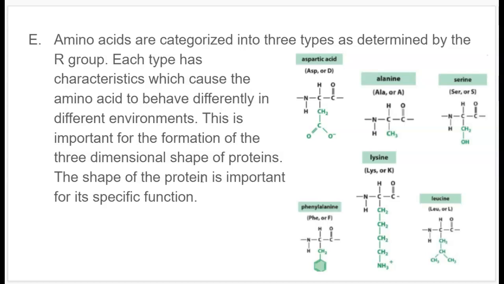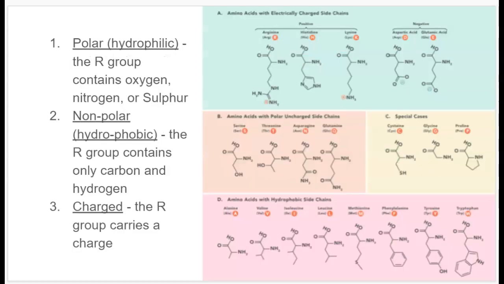And each type is going to be categorized based off of the environments and how it behaves. And so it's important for the structure of the proteins. Of course, the shape of the protein is going to be important for its specific function or job. So when we categorize these amino acids, you have the polar ones. So you have polar R groups. Remember, polar means they are hydrophilic. They're fine around water. They can be on the surface of cells. That means the R group is going to have oxygen, nitrogen, or sulfur.